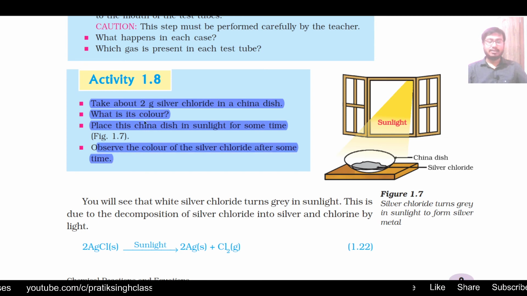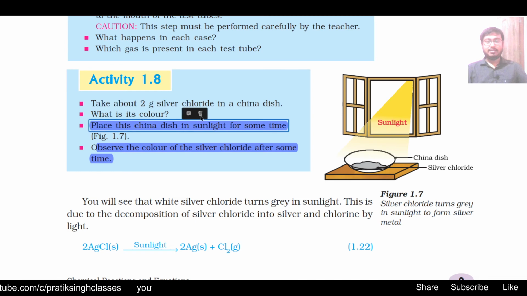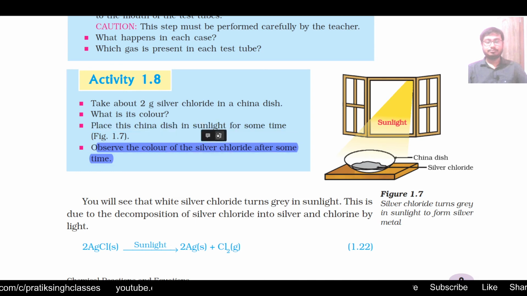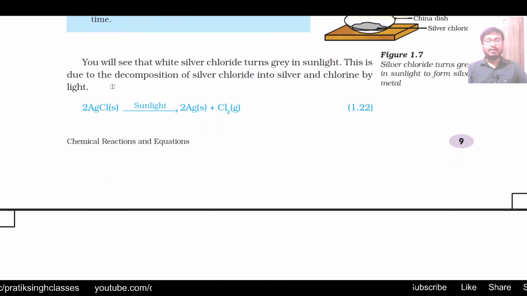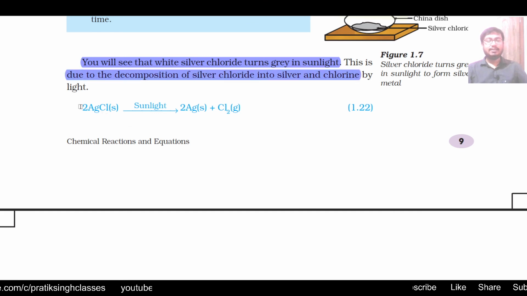The color will change. Change of color is also a type of chemical reaction, as we have seen in our previous video. You will see that white silver chloride turns grayish in sunlight. This happens due to decomposition of silver chloride into silver and chlorine by light. So as you can see here, silver chloride in solid form, when sunlight falls on it, converts into silver in solid plus chlorine in gaseous form.